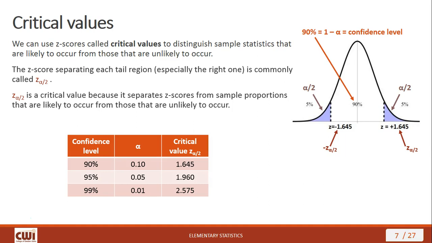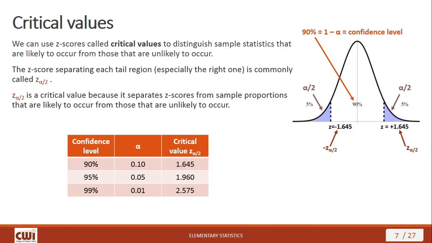Likewise, with a confidence level of 95%, that corresponds with an alpha level of 5% or 0.05, and that gives you a critical value of 1.96. A 99% confidence level leads to a critical value of 2.575.